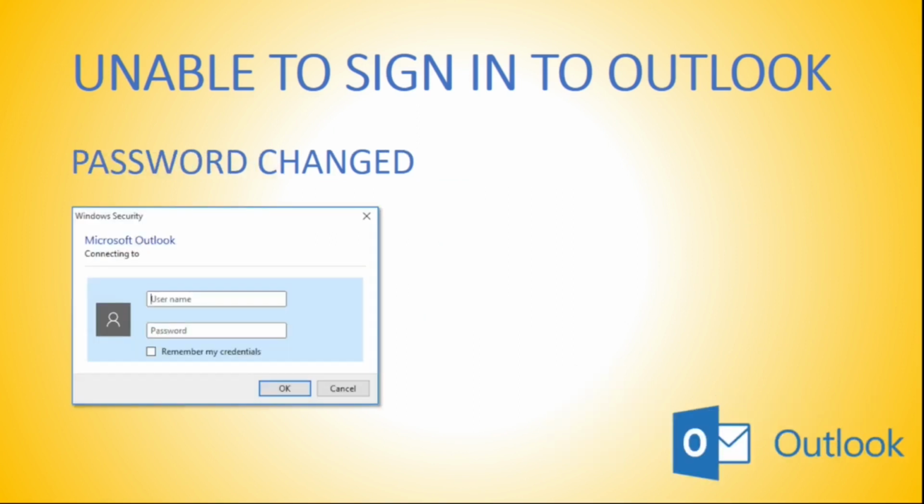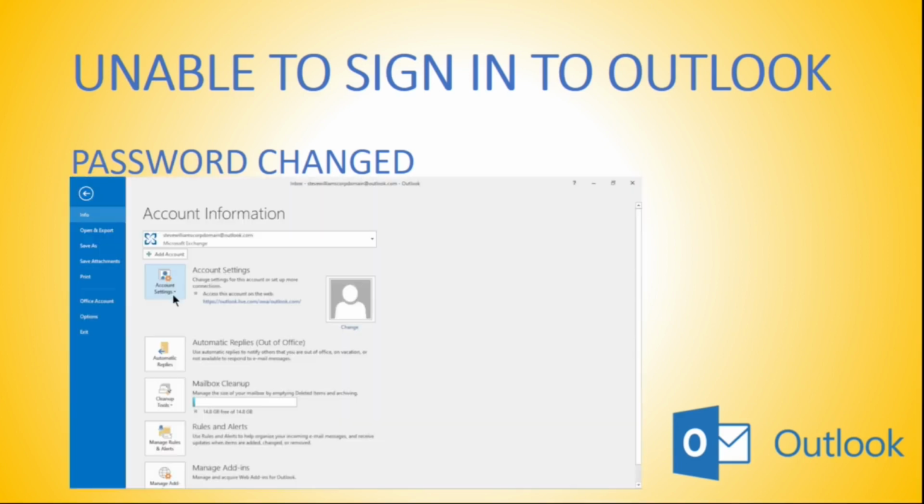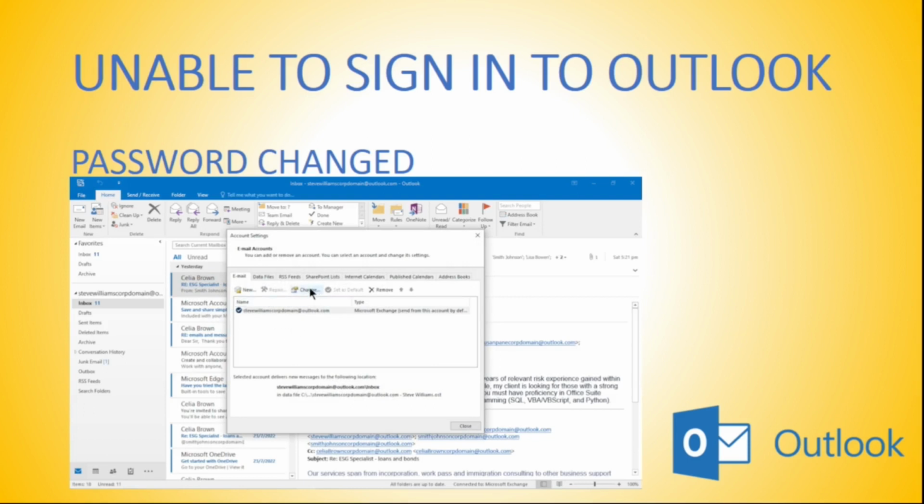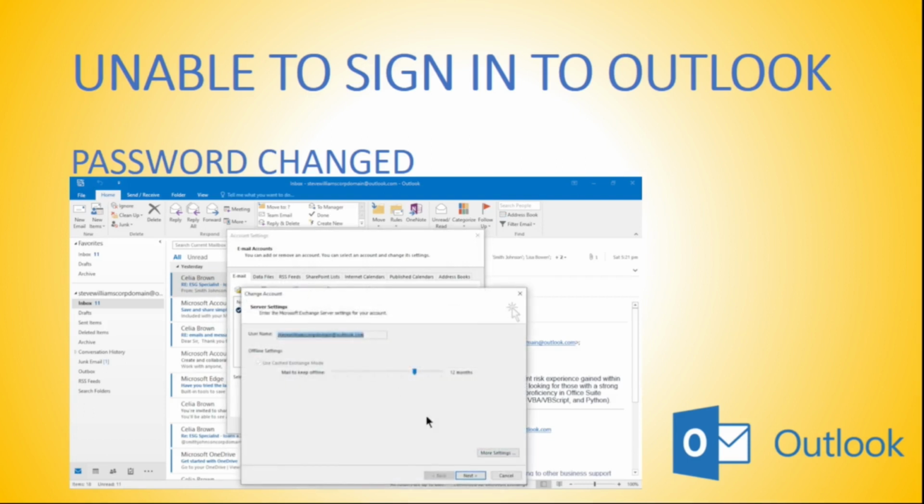This is a common issue if you are not able to sign in. It could be due to a recent password change. If Outlook is using the same credential to log into the network, when you change your login password, please make sure that you update the Outlook password too. Go to the File tab, then click Account Settings, then Account Settings again. Select your email account and then select Change. Enter your new password in the password box, then choose Next and Finish.